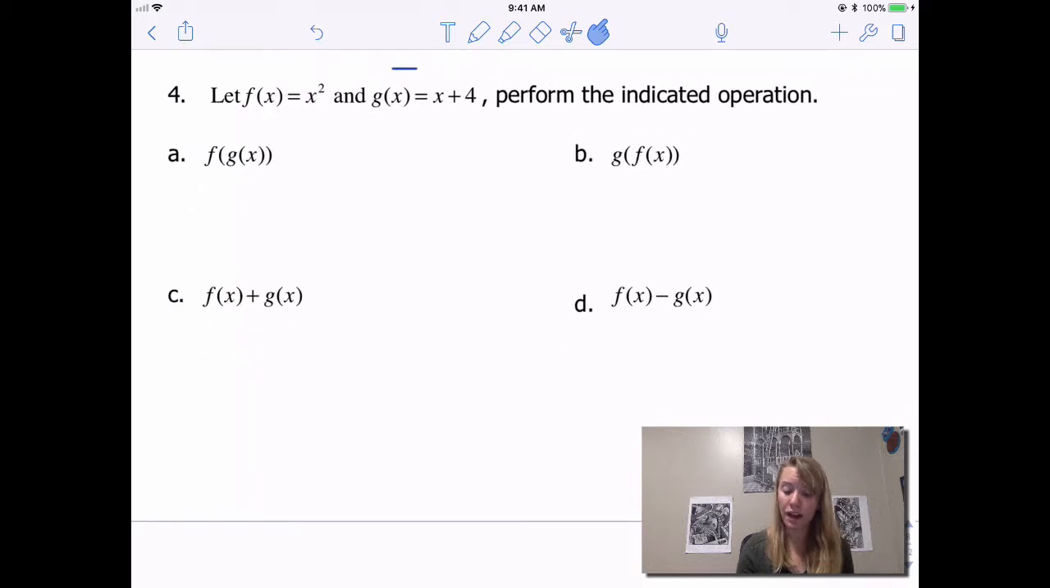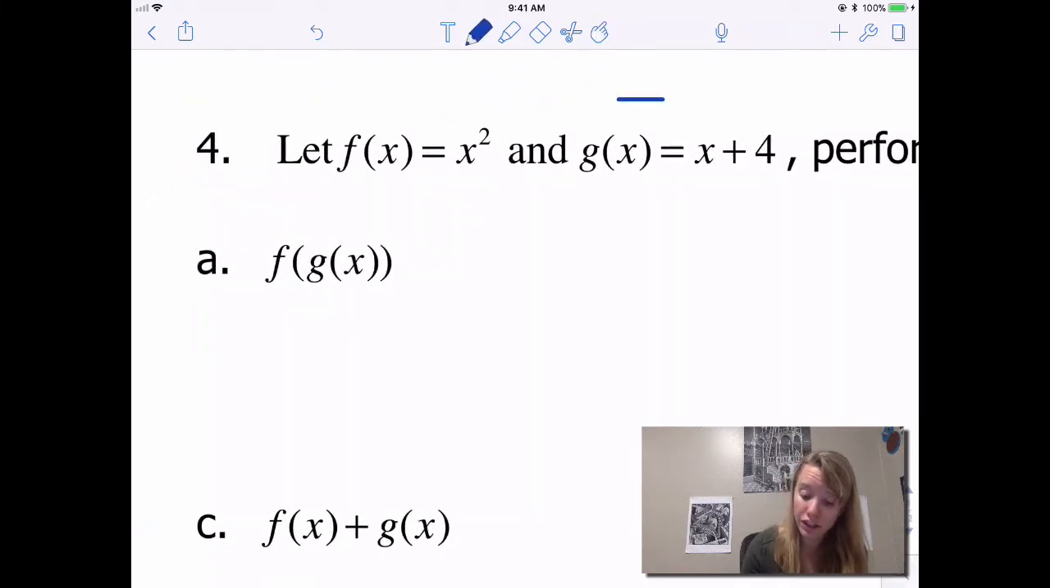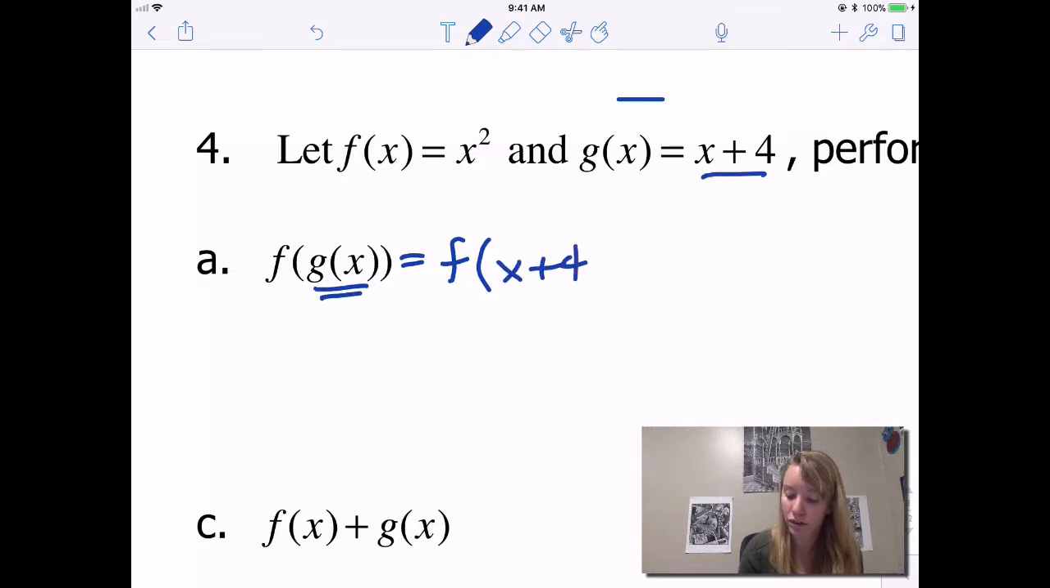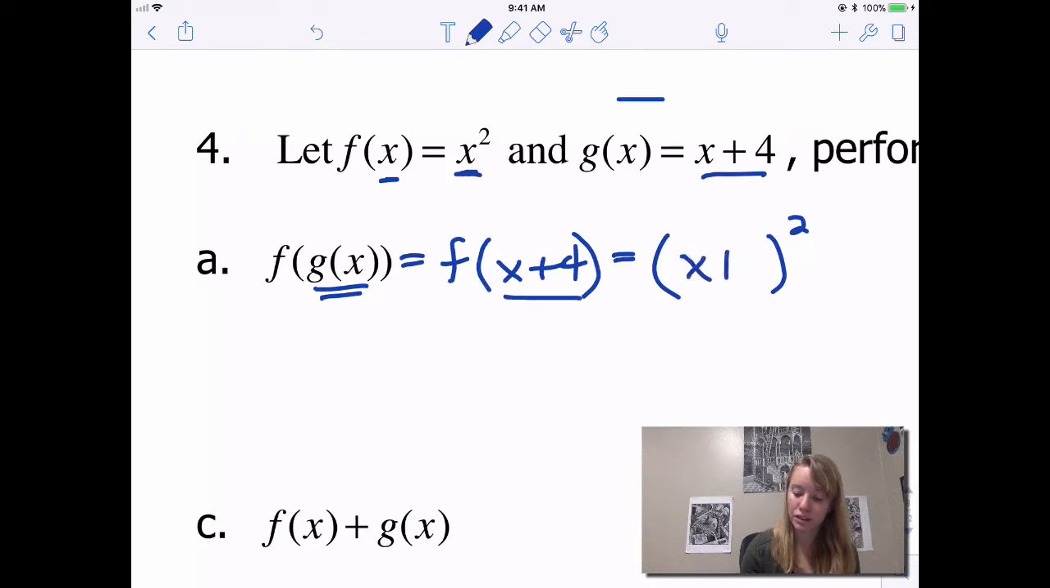This last one actually ties together everything we've done so far. So we have f of x is x squared, g of x is x plus 4, and then we're doing some composition, and then also a little review of adding and subtracting. So f of g of x is f of whatever g is. In this case, g is x plus 4. And then f is x squared. Okay, so I'm saying if this x matches this x, then x plus 4 matches x plus 4.